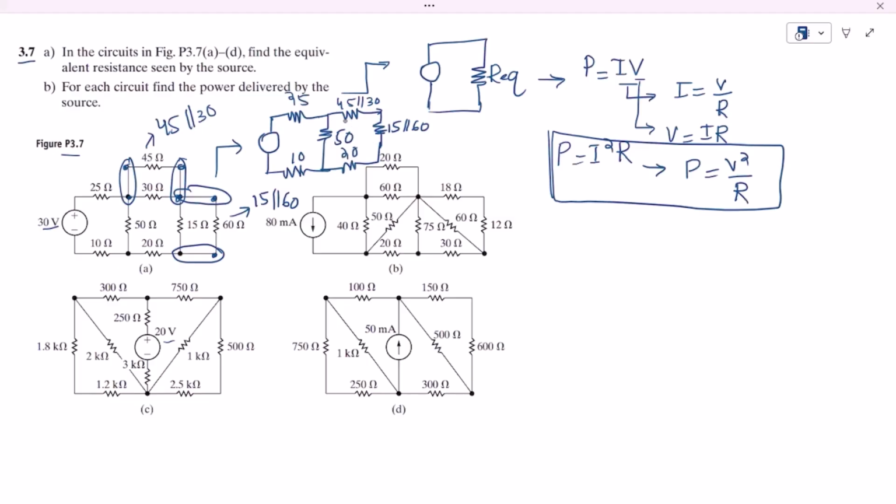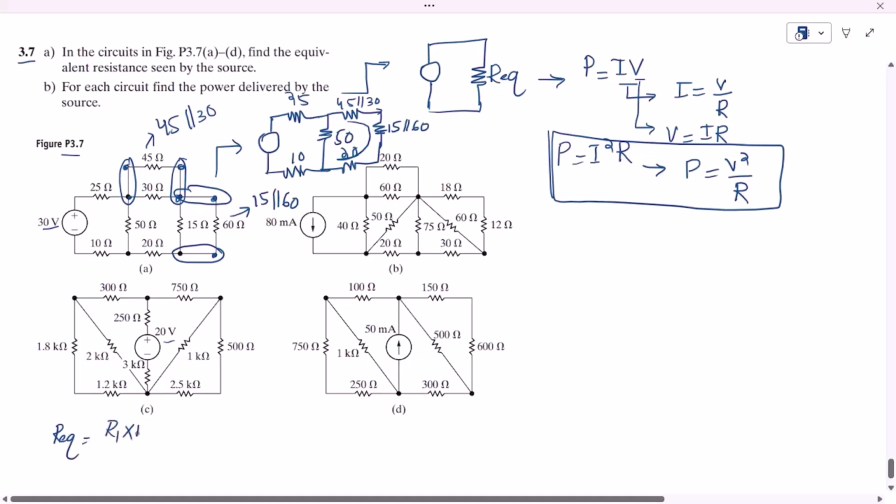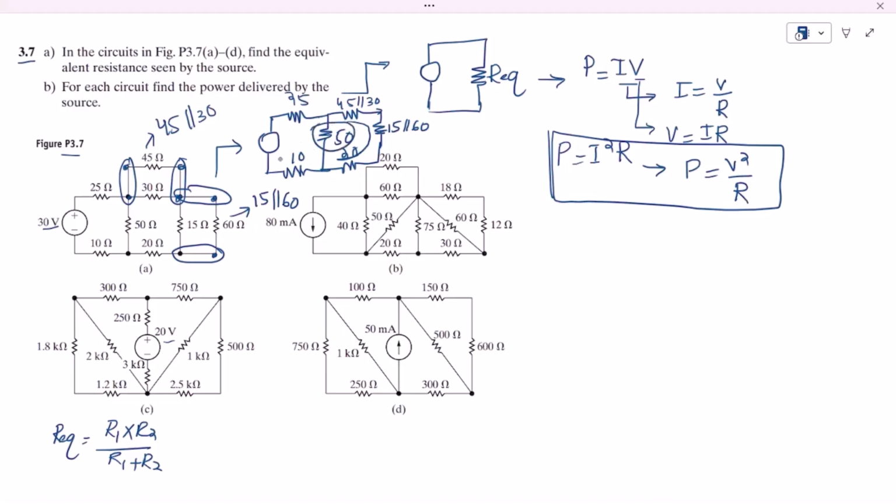Now these three are in series. You will have to add them together. You have to find the equivalent of them by using the formula: R equivalent of this parallel is R1 multiplied by R2 divided by R1 plus R2. And then add them together. What you get will be in parallel with this 50, and then at the end all of these resistors will be in series. This will be the solution of this circuit, which is in part A.